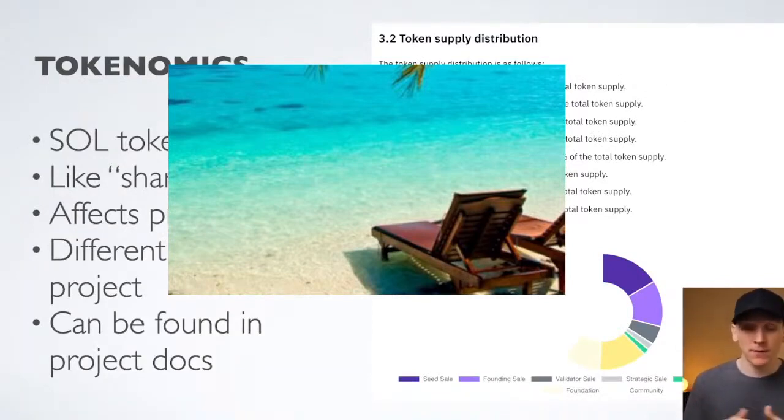But if you want to go deep, then you have to go to the project's website and have a look at their docs. So you can see all this information can be found in the project docs. That will be on the project's website. As an example, Solana right here, we can see the token supply distribution. This means we can see who is holding it. Seed sale, 16%, founding sale, 13%. So founding sale is very early investors.